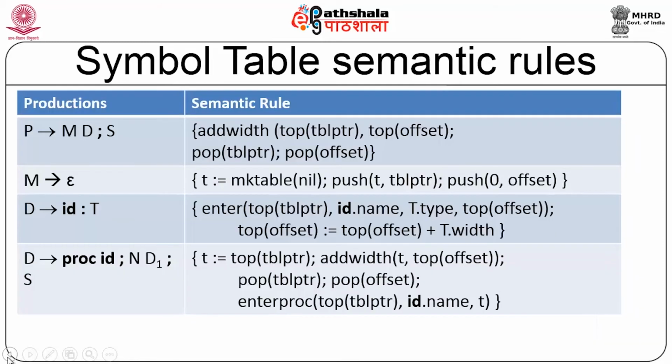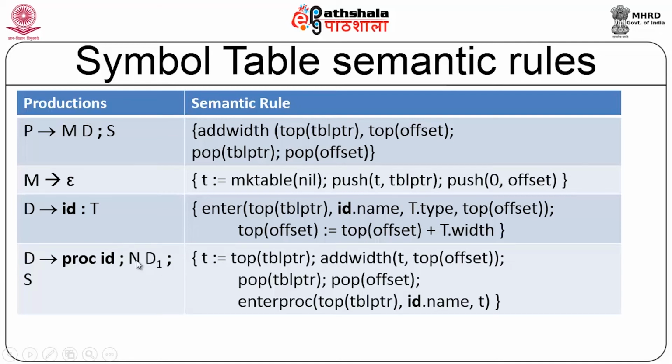Now, if you look at this, after N is done, I do T is equal to top of table pointer, add with T comma top of offset, and then pop table pointer and pop offset, and then I have to do enter procedure top table pointer comma id dot name comma T. So, now this T refers to top of table pointer. What is there in the top of table pointer? The newly added one. So, N is encountered first, and then I will see D1.